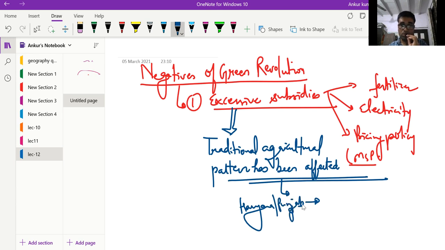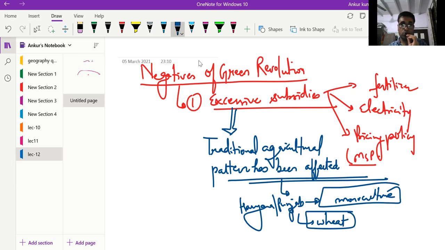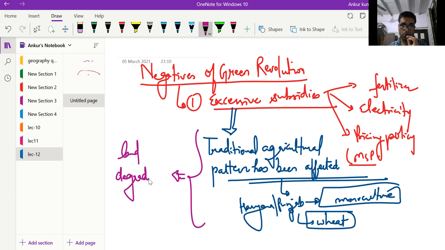The effect of this is that, for example, the Haryana Punjab region became a monoculture region, where in most of the region wheat is cultivated. Because of this, it became the main reason for land degradation in this region.